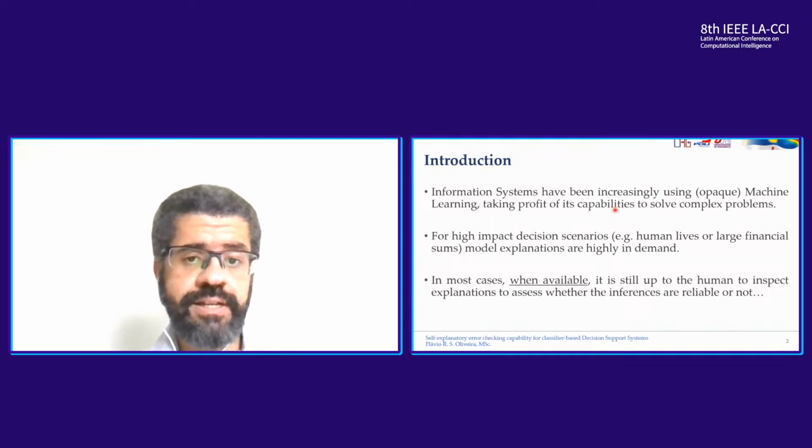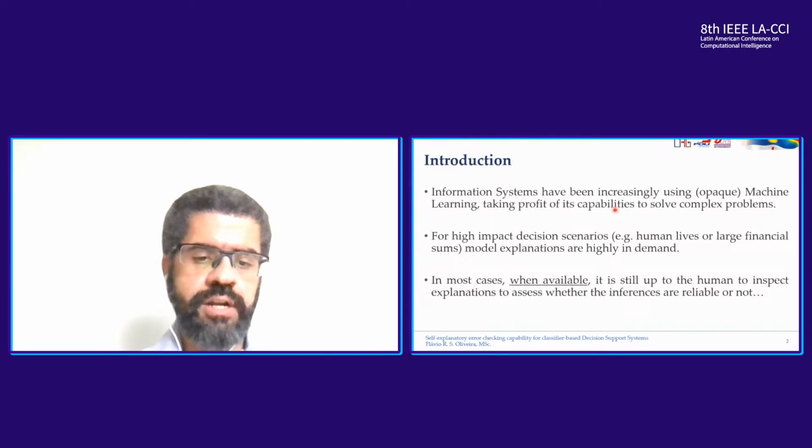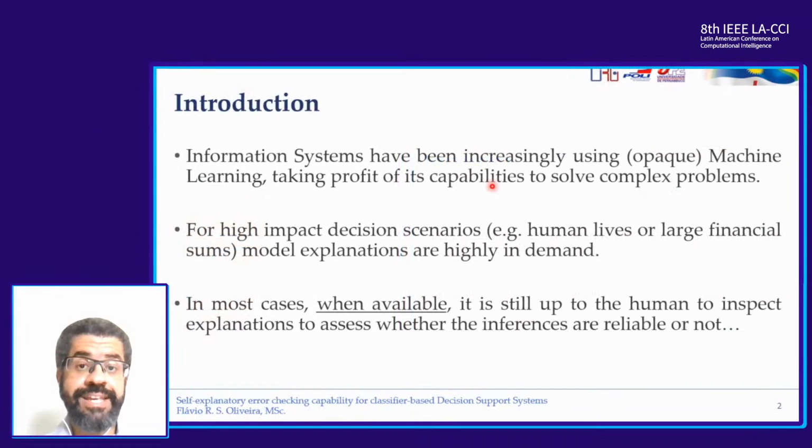It has in fact been this way for a long time, but now countries which really need this kind of technologies have even started to make regulations, laws, and the area of explainable artificial intelligence has been growing for the last years. So in most cases, even when explanations are available, it is still up to the human to inspect this explanation to understand if these inferences are reliable or not.